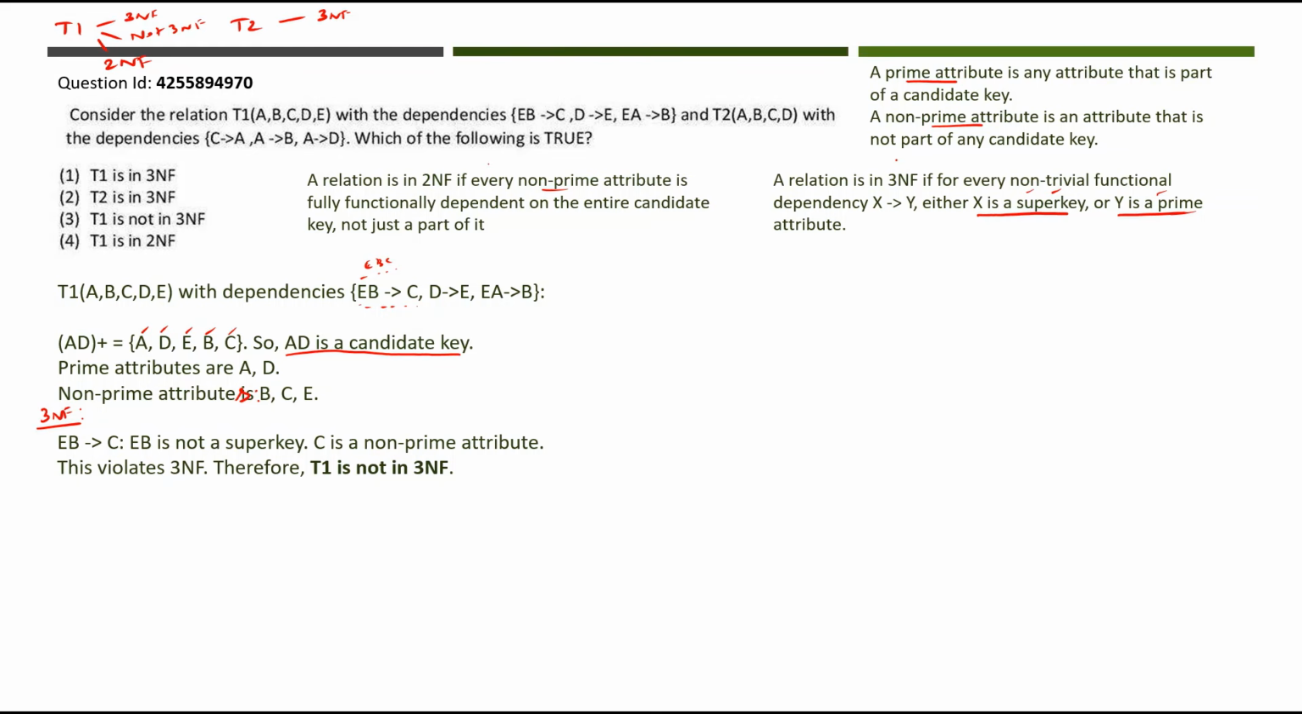What about C? C is a non-prime attribute. They said either LHS should be a super key or RHS should be a prime attribute. Here LHS is not a super key and RHS is not a prime attribute, which says that this particular dependency is violating 3NF, and therefore we can say T1 is not in 3NF. So this particular part is true and this one is false.